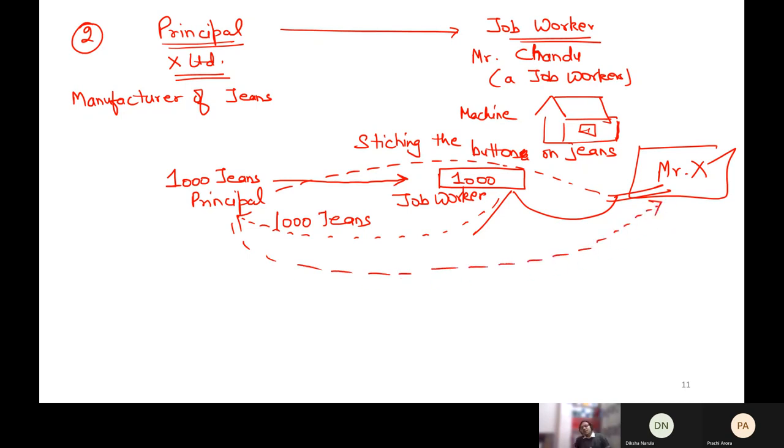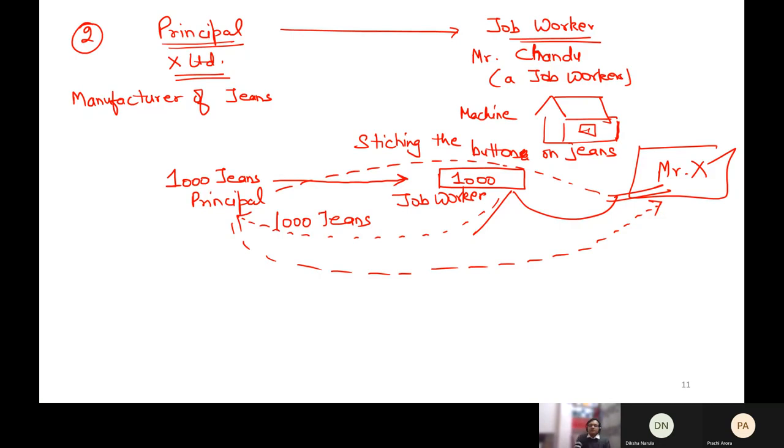So there are two options available. When my product has gone to the job worker for some work, I have two options. Why unnecessarily increase my transportation cost? Why not supply the goods directly from that job worker to my consumer? Or another option is to bring them back to my place of business, and then I will supply again. So these two options are there in the case of a job worker.